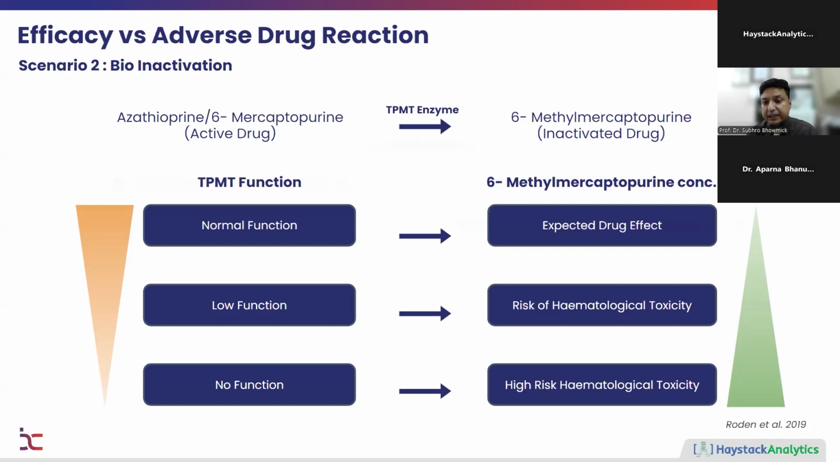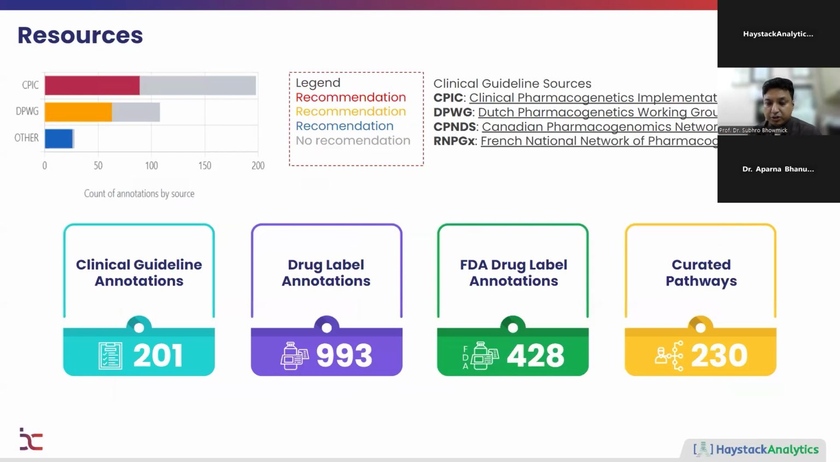So basically, the hematological toxicity which you see with 6-mercaptopurine can be an index of the normal or not normal functioning of the TPMT enzyme. So across the globe, various clinical guideline sources, whether they are the Clinical Pharmacogenetics Implementation Consortium, the Dutch Pharmacogenetics Working Group, or the Canadian Pharmacogenomics Network for Drug Safety, have recommended that there is genetic variation in handling drugs in our body. This has resulted in 200 clinical guidelines being published all over the world.